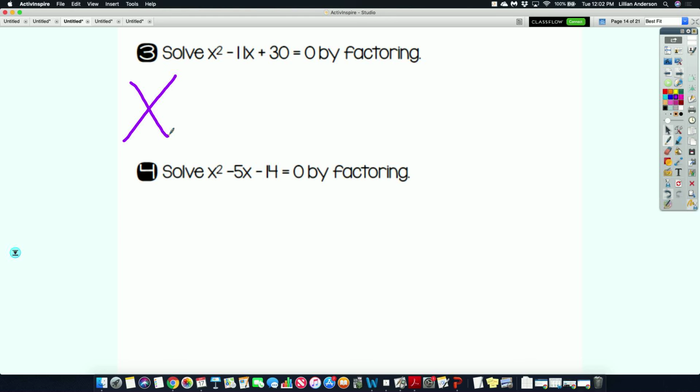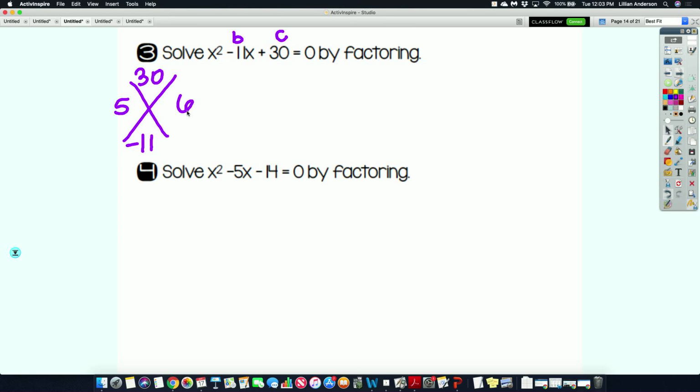Do I need a slide here? No, I don't. Slide only works if there's an A in front. But remember, you're looking for two numbers that multiply to give you your C and add together to give you your B. What two numbers multiply to give you 30 that add together to give you negative 11?